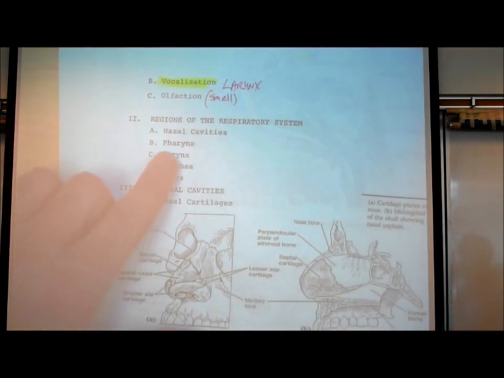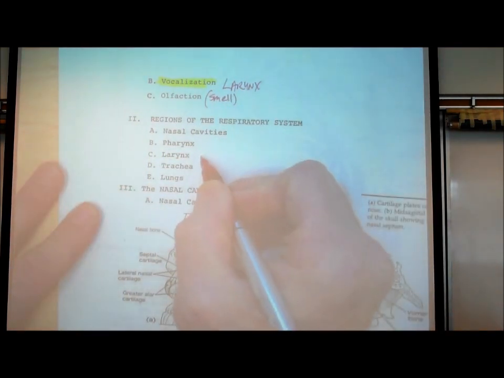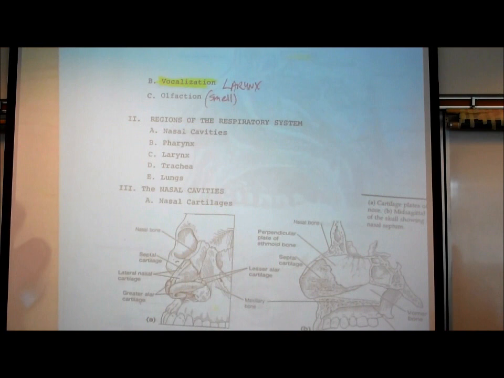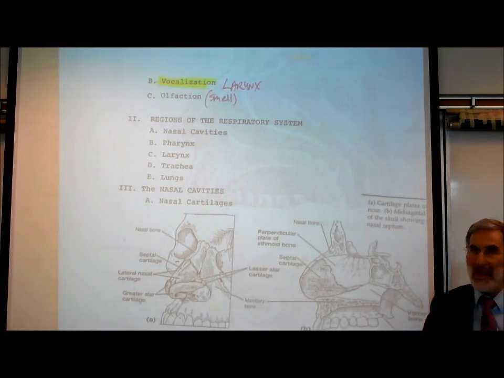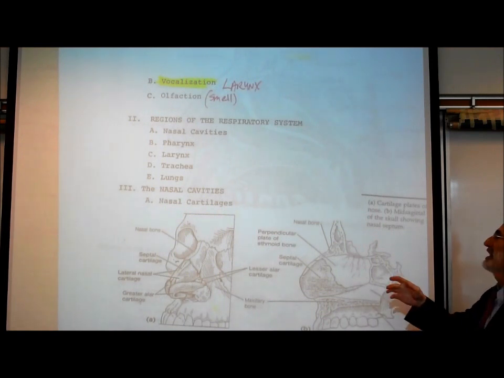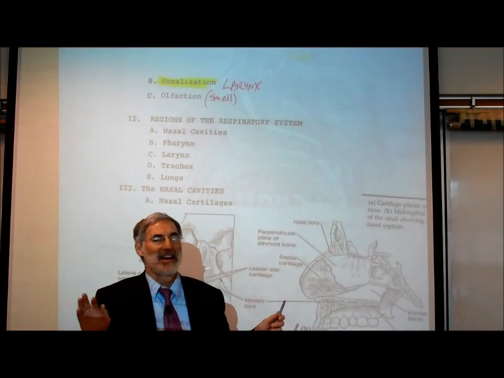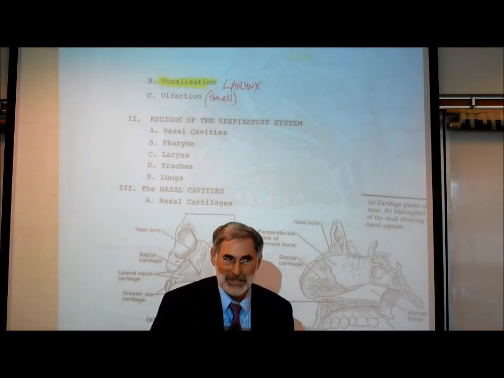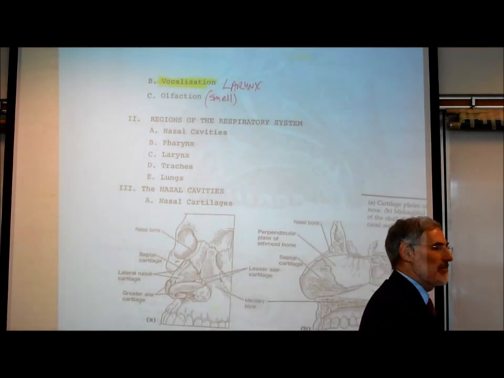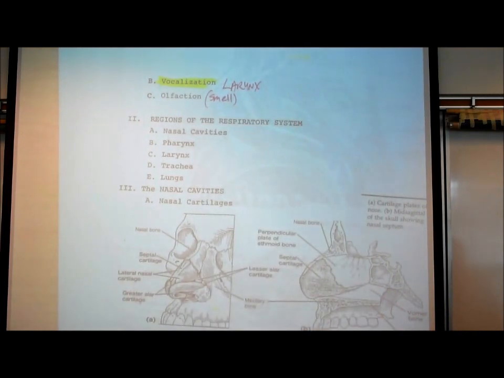and we're going to talk about the parts of the respiratory system, the nasal cavities, the pharynx. What's the pharynx? Throat. The larynx, that's the voice box. The trachea, that's the windpipe. And the lungs. Now, when I tell you that the trachea is the windpipe or the larynx is the voice box, those are the common names. I'm not asking you for the common names. We want the technical names. But let's start with the nasal cavities.